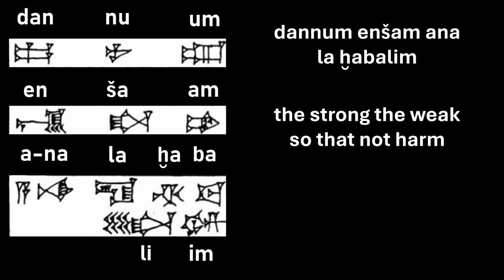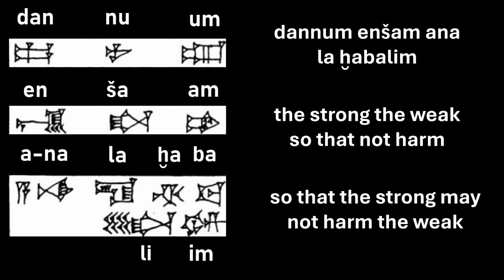And obviously the word order is not the same as in English, so we have to reshuffle the words to obtain a meaningful sentence in the English language, and the sentence is: so that the strong may not harm the weak. Or if you prefer a more liberal translation, to protect the weak from the strong. And this is quite a powerful statement, especially for the age, when democracy did not exist and rulers ruled by force.